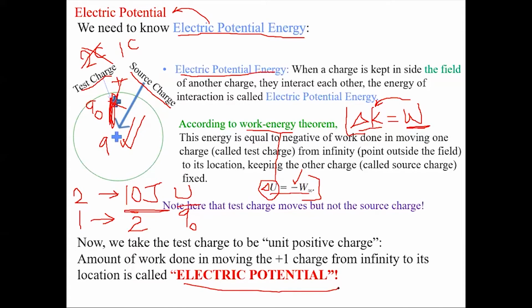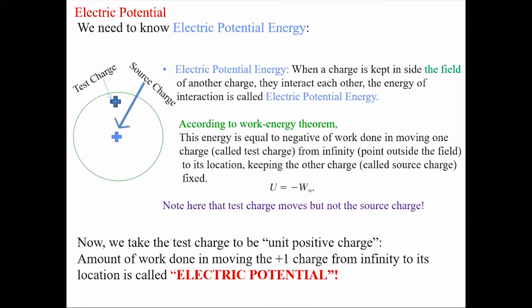Did you see the difference between electric potential energy and electric potential? In the case of electric potential energy, you can have any charge: 2 coulomb, 3 coulomb, 4 coulomb, 5 coulomb. But in the case of electric potential, you just have 1 coulomb there. In other words, electric potential is defined as U over Q zero. That's the definition of electric potential.